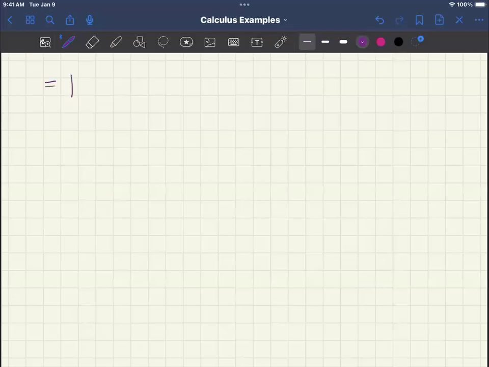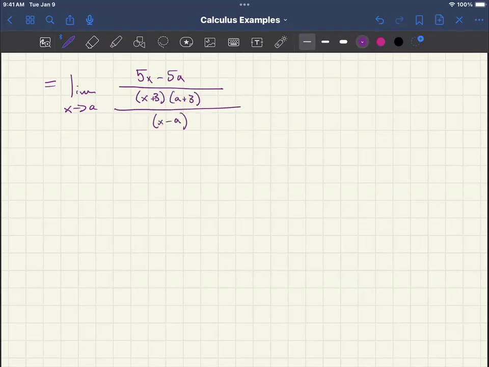Let's do this on the next page. So we get our limit as x goes to a, and once we cancel all that stuff out, we have 5x minus 5a all over x plus 3 times a plus 3, divided by x minus a. All right, here's where we're going to do a little bit of our algebra to make things a little bit easier. And I'm going to do this in 2 bits here. There are 2 different things we're going to do. Let's do a recall on the side.